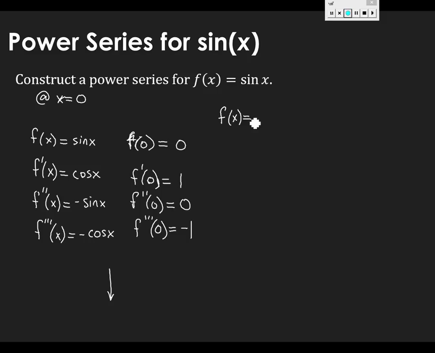Okay, first term is 0 plus 1 x plus 0 over 2 x squared minus 1 over 3 factorial x cubed plus, if we clean that up, what are we getting? We're getting all the odd powers, right?